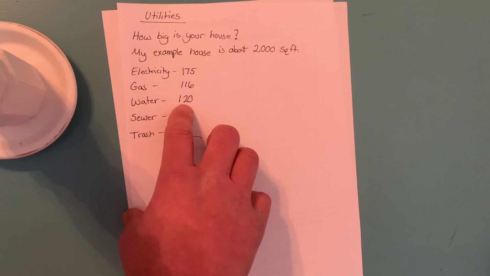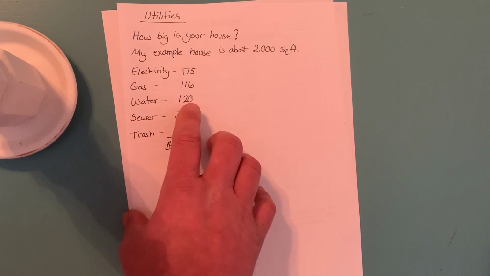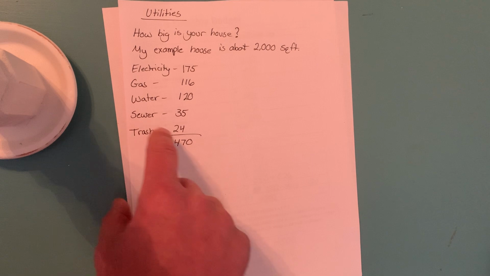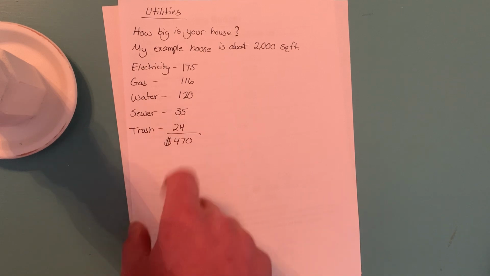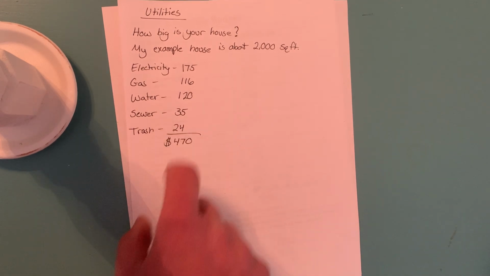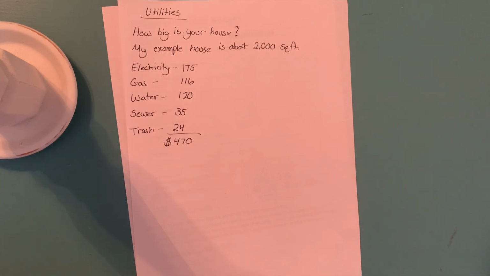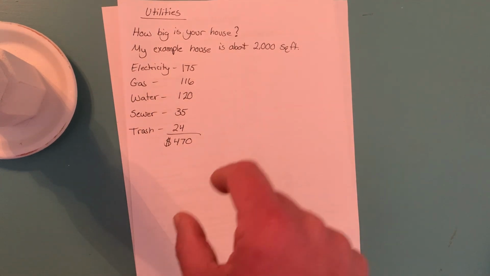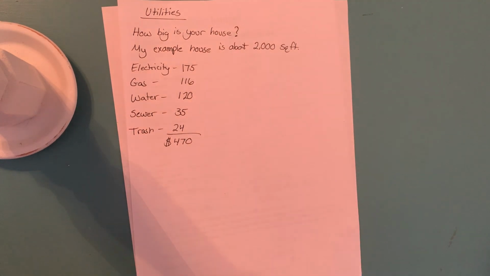Water, considering how many people are going to be living in that house, you got laundry, shower, dishes, how much water are you going to be using? I'll put 120. And then if you're paying for sewer, it's typically around $35, and trash is typically somewhere between 15 to 24. But based off your numbers, yours might be smaller. Let's say you bought a smaller home. These are all going to shrink, obviously.